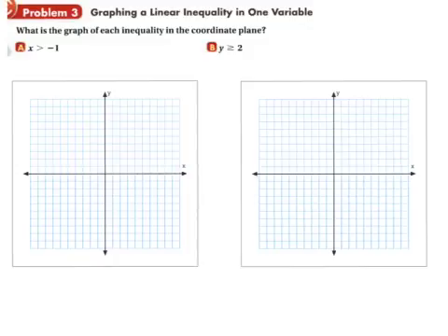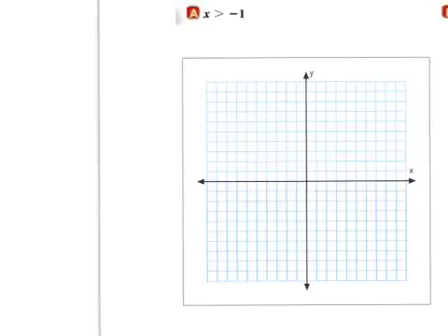Problem 3 is graphing a linear inequality in one variable. What is the graph of each inequality in the coordinate plane? To begin my graph, I'm going to go to the x-axis and put a dot on negative 1. Because I have an inequality symbol greater than, I'm going to make a dashed line going above and below x at negative 1, because on this dashed line, all of my values are x at negative 1.